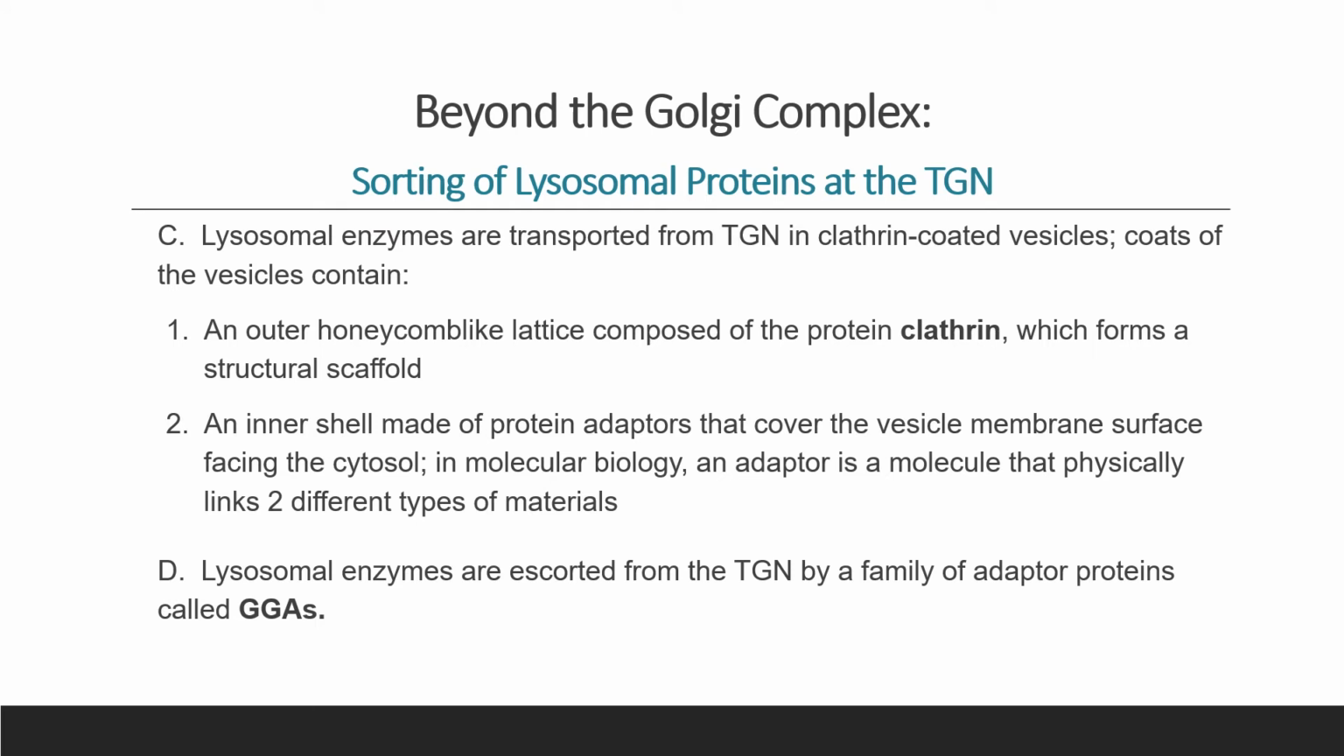So, lysosomal enzymes are transported from the TGN in clathrin-coated vesicles, and the coats of the vesicles contain an outer honeycomb-like lattice composed of the protein clathrin, which forms a structural scaffold, and an inner shell made of protein adapters that cover the vesicle membrane surface facing the cytosol. In molecular biology, an adapter is a molecule that physically links two different types of materials. And lysosomal enzymes are exported from the TGN by a family of adapter proteins called GGAs. Okay?